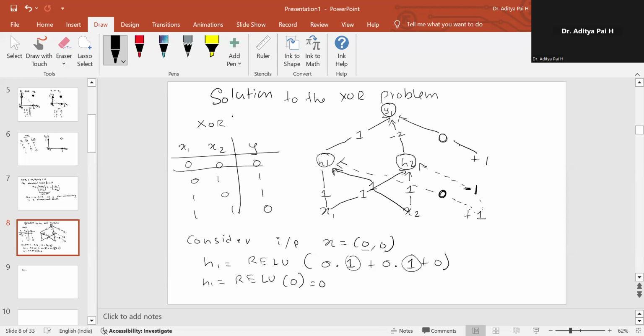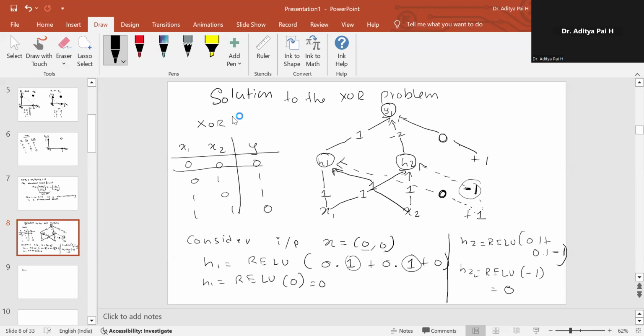Same way, I'm doing it for h2. h2 is equal to ReLU, applied in the first layer, of 0 into 1 plus 0 into 1 minus 1, because now the bias is minus 1. So h2 is ReLU of minus 1. When I apply the ReLU function, anything negative tends towards 0 only. That is what the ReLU function is all about.